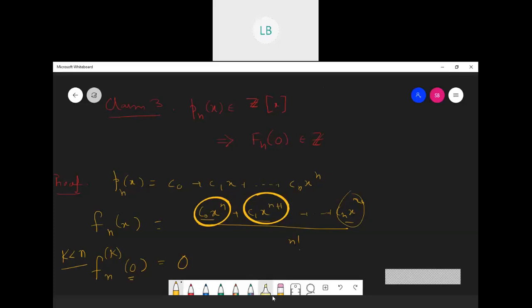Okay. So for k less than n, we know that this derivative is equal to 0. Now let us think about k greater than n. So I will write down here for k greater than n. So if k is greater than n, there is some place where the k is. So let me write down, it is here.